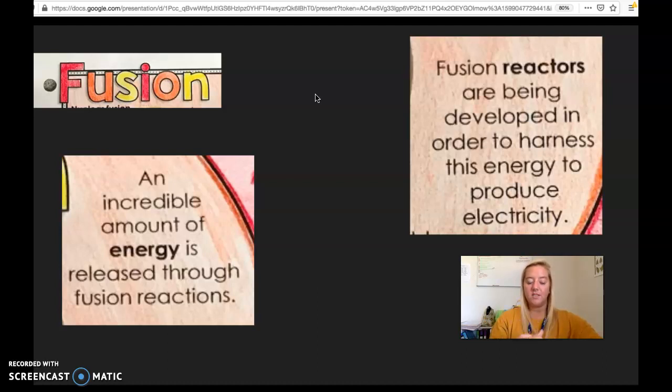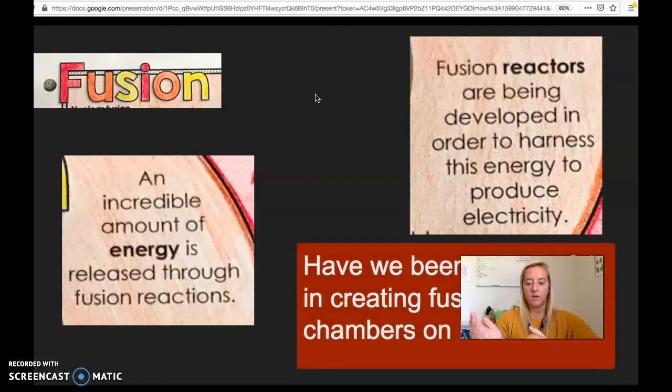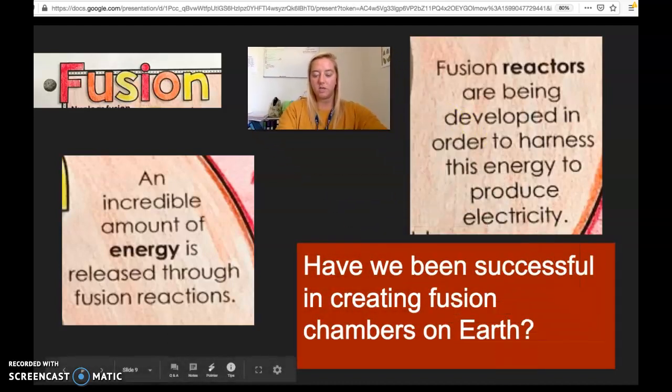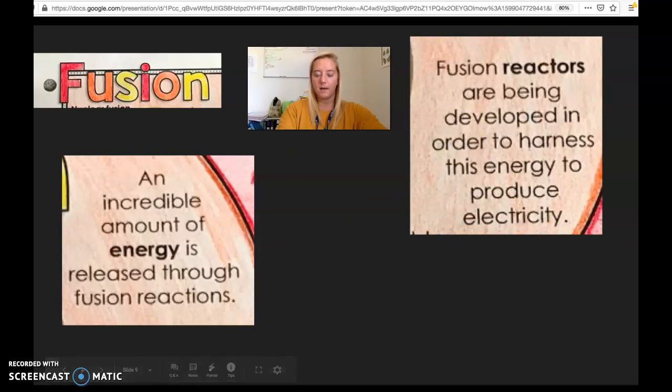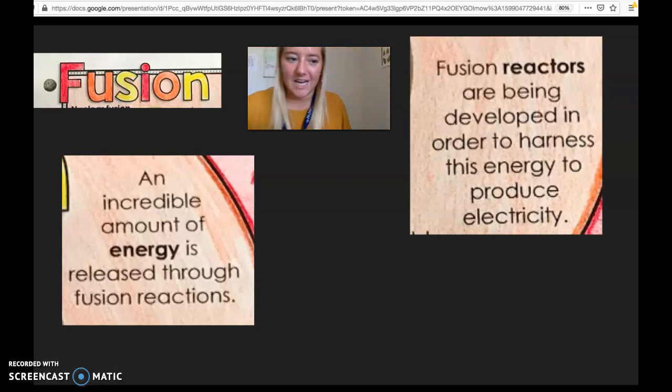When this process happens, the reason why we get the sunlight that we do have is because an incredible amount of energy is released through this fusion reaction after the two atoms fuse. So, have we been successful in creating fusion chambers on Earth? Nope, not yet, but eventually we will. Or we have been successful, but it's not in a way yet that is economical or advantageous for creating energy.